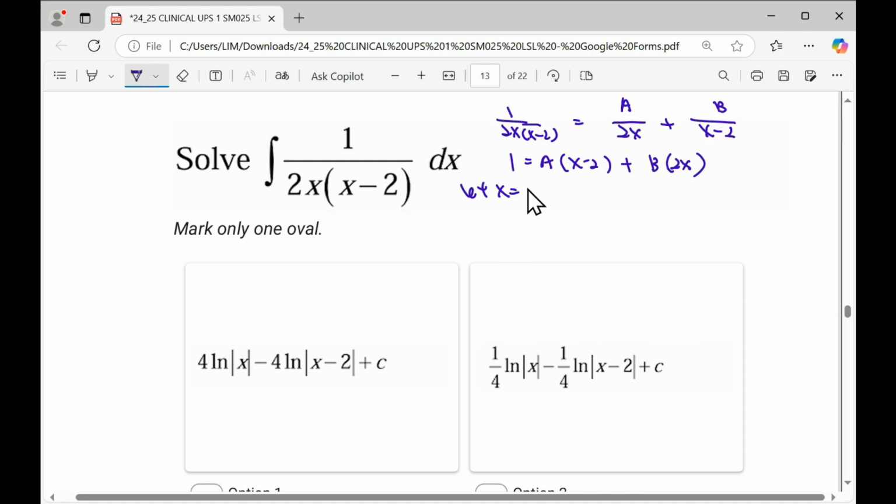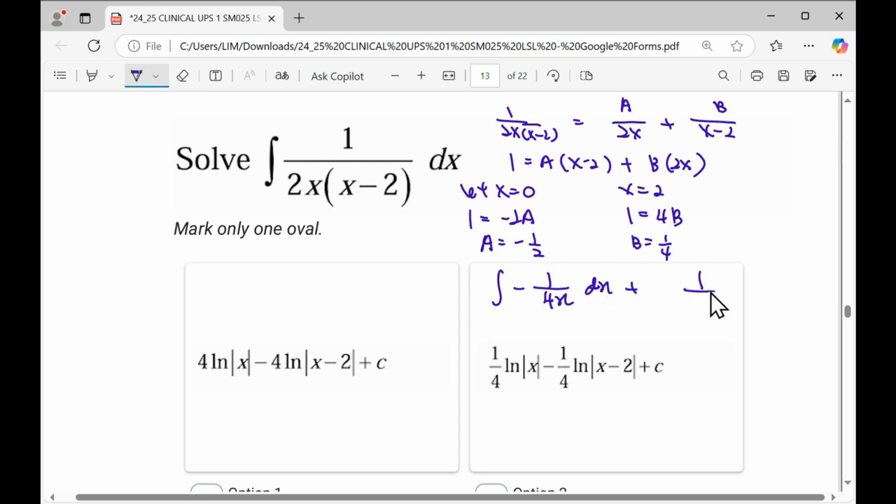Then we're going to let x equals to 0 and x equals to 2 so that we can find out the A B. When we have x equals to 0, we have negative 2a. So a is negative 1 over 2. When x equals to 2, you get 4b. So b will be 1 over 4. Therefore, this integration will be integrate for a will be negative 1 over 2, 2 become 4x plus 1 over 4 x minus 2 dx.